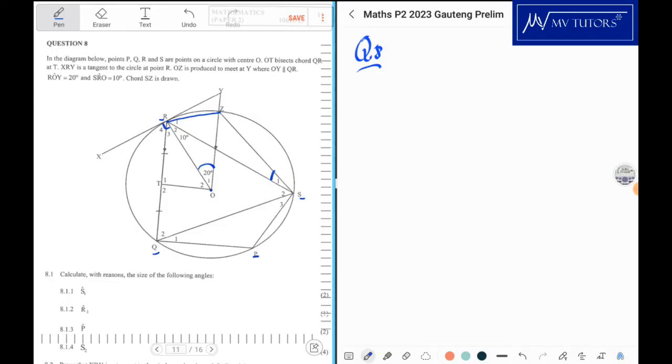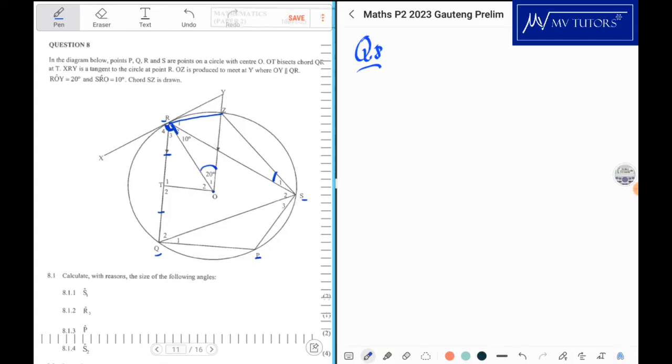Let's continue reading. OT bisects chord QR at T. So you can see that RT is equal to TQ. XRY is a tangent. Yes, so it's a tangent, meaning we do have 90 degrees there. So tangent to the circle at point R, OZ is produced to meet at Y, where OY is parallel to QR. Okay, so we have two parallel lines there. What do we know about parallel lines? Are they alternating angles? I believe they are.